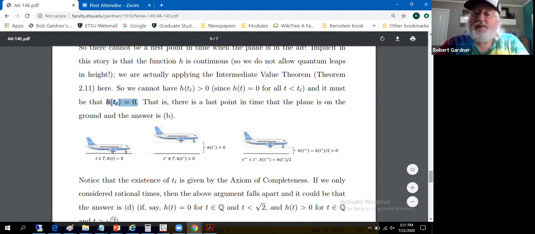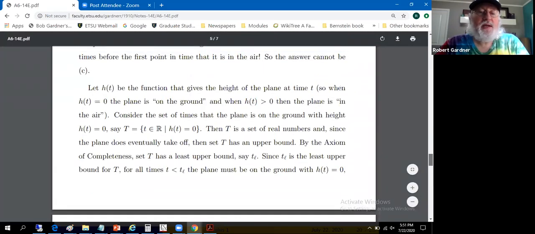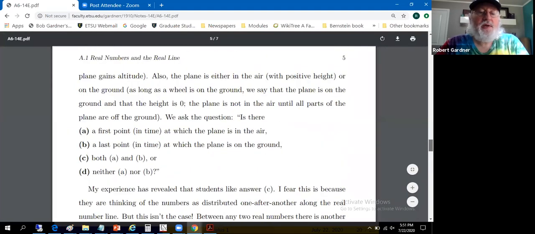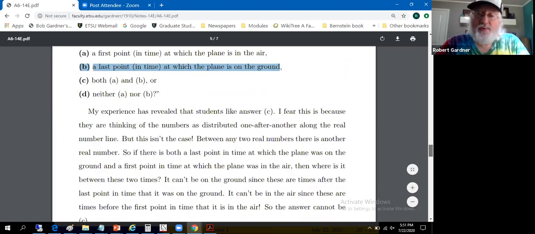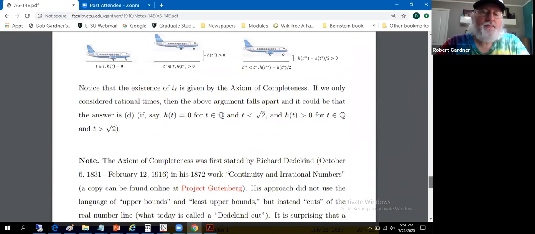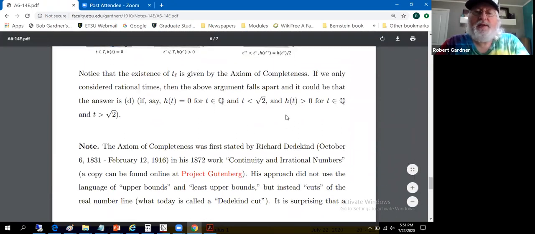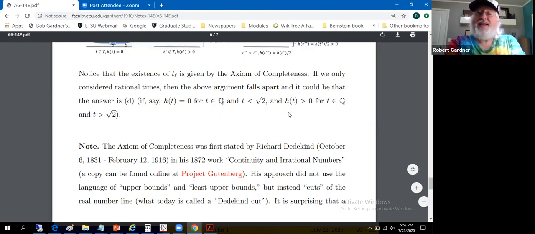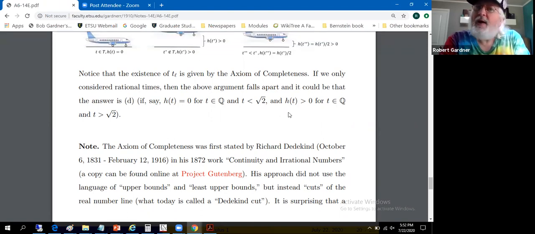So the funny little story of an airplane taking off, the punchline is part B is the answer. There is a last point in time at which the plane was on the ground. And it's related to the very nature, the very definition of the real numbers. Funny little story, if we did this with rational numbers, we can make the answer neither, because the rational numbers have holes in them. I leave it to you to think through that.